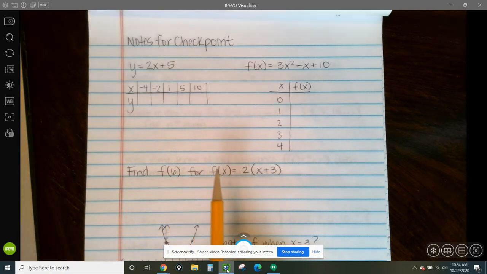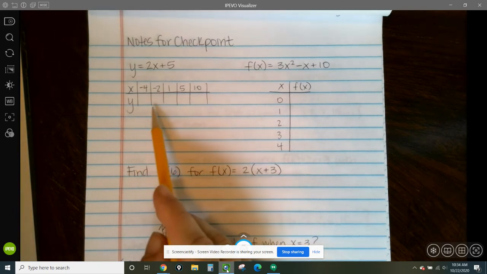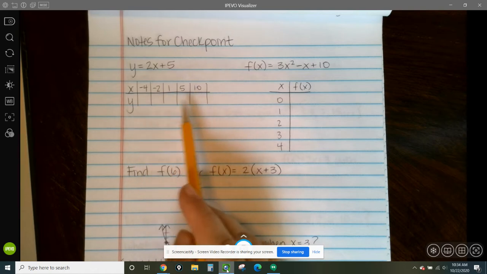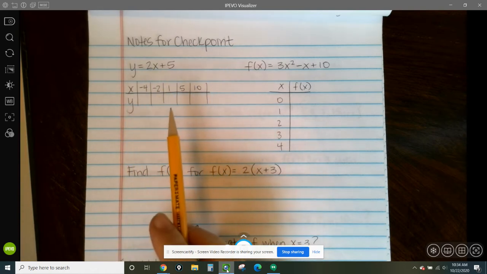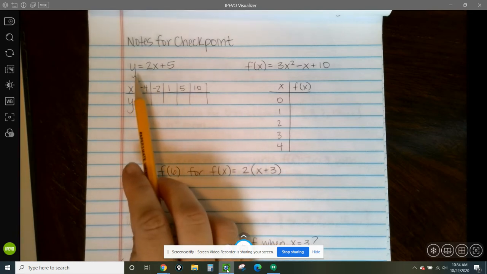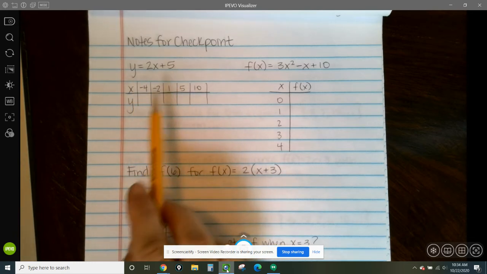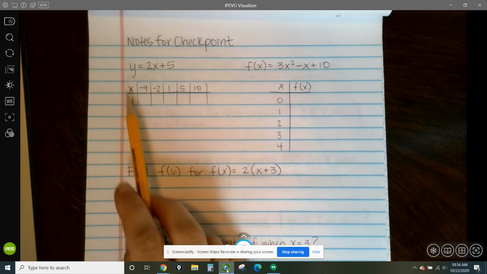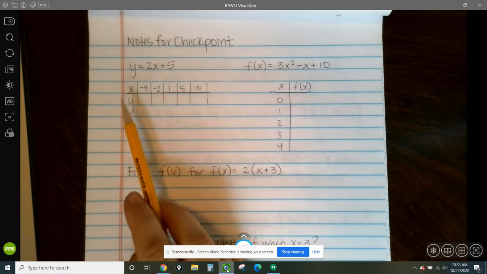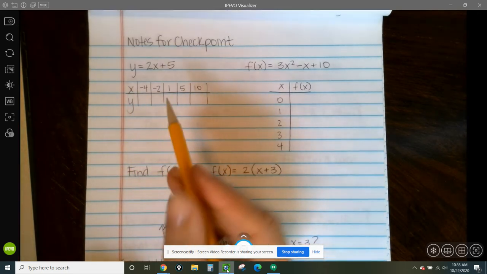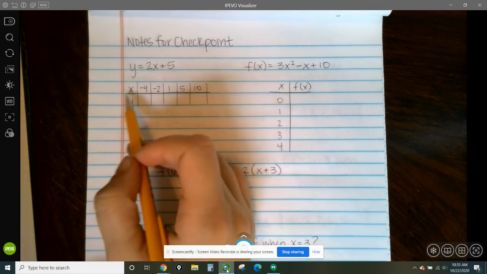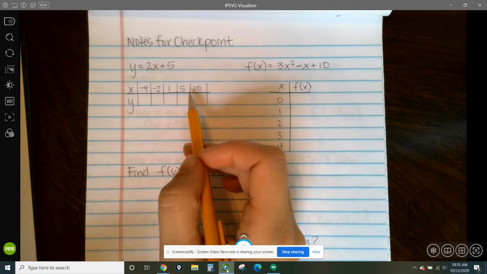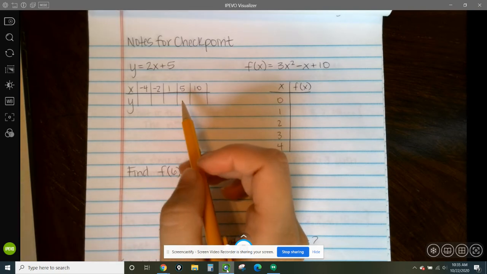So this checkpoint is about creating your own input-output tables, dealing with functions, what functions look like. So we're going to go through some of those problems. If they give you y equals 2x plus 5, and you have to create an input-output table or an xy table, how do we do that? So I kind of set this up. And remember, you can pause the video anytime to write down the things I already have written down. Just pause the video, fill it in, and then push play again.